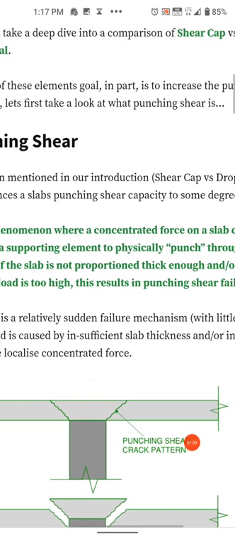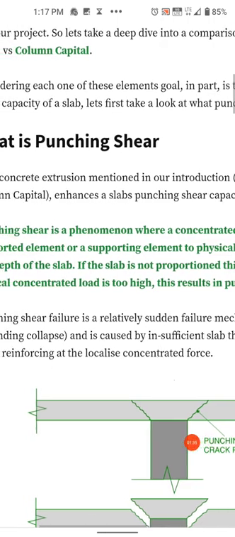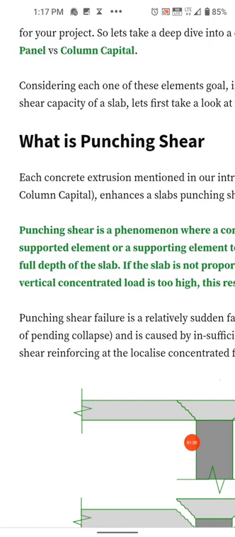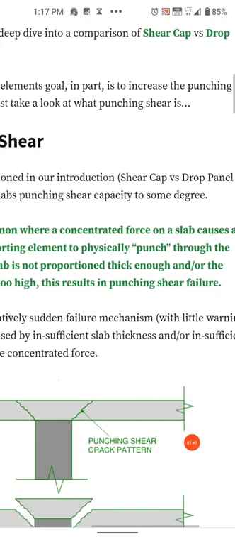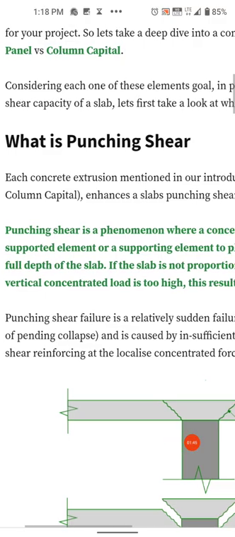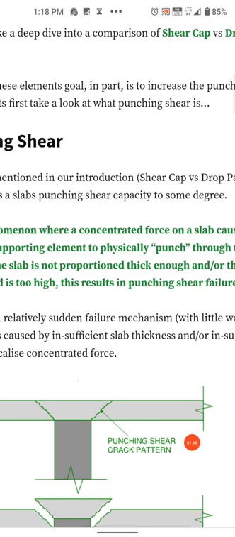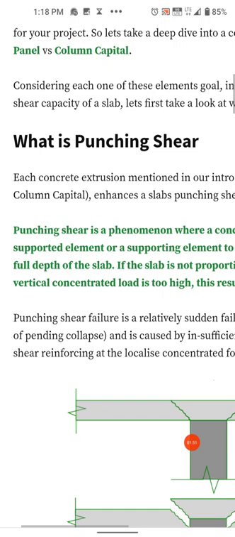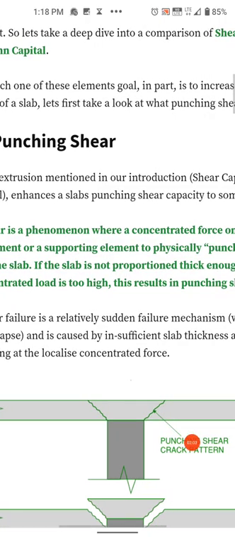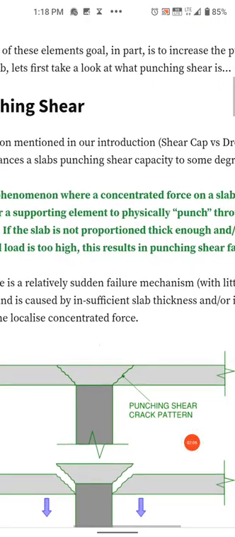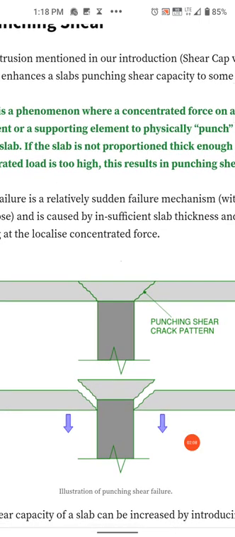Punching shear is where a concentrated force on a slab causes a supported element, or a supporting element, to physically punch through the full depth of the slab. If the slab is not proportioned thick enough and/or the vertical concentrated load is too high, this results in a punching shear failure. And then we look at their diagrams here.